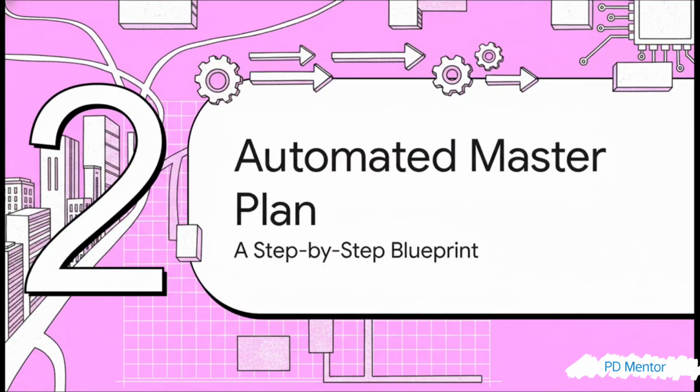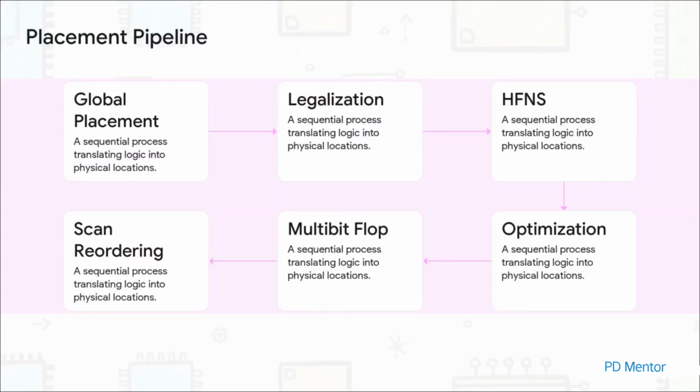So, the big question is, how does this digital city planner actually solve this impossible puzzle? Well, it doesn't guess. It follows a very precise, automated master plan, a step-by-step blueprint for building the entire city. And here's that blueprint, the pipeline. It starts with a rough sketch of the city. That's global placement. Then it snaps every single building perfectly onto the grid. That's legalization. After that, it reinforces the city's infrastructure with high fan-out net synthesis. Then it does a bunch of optimizations before finally cleaning up all the wiring for the city's test structures.